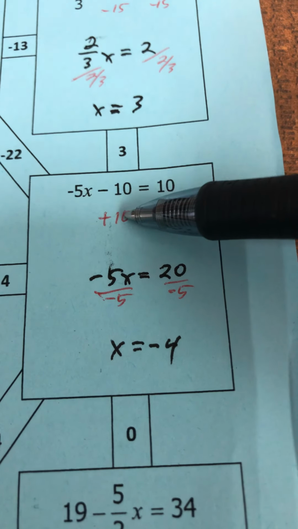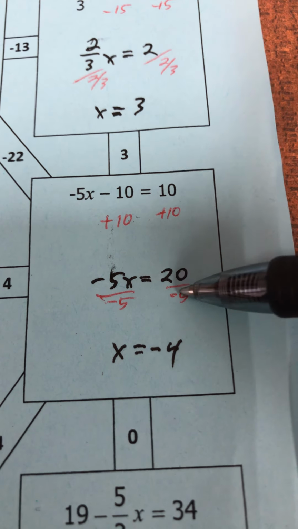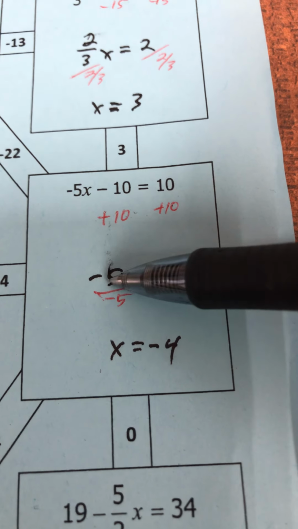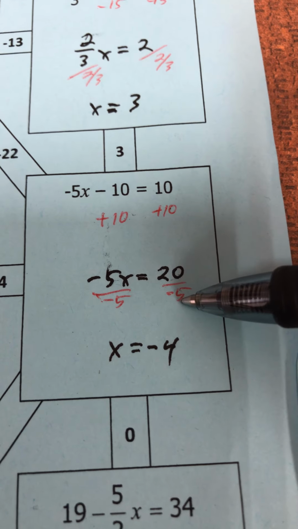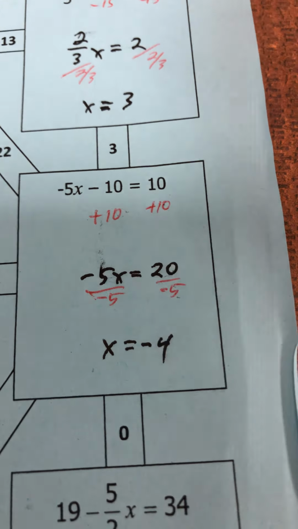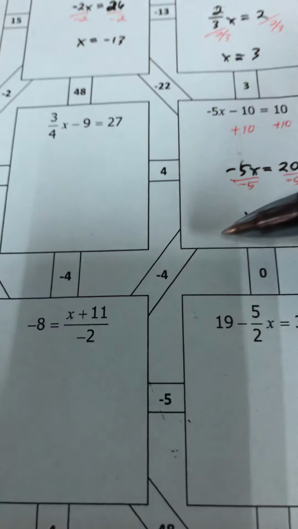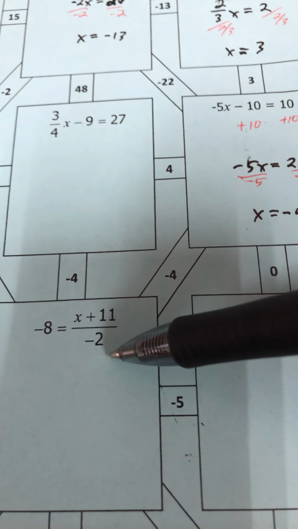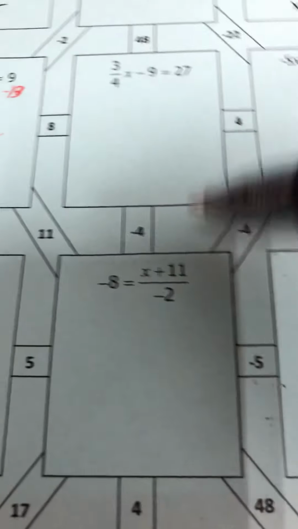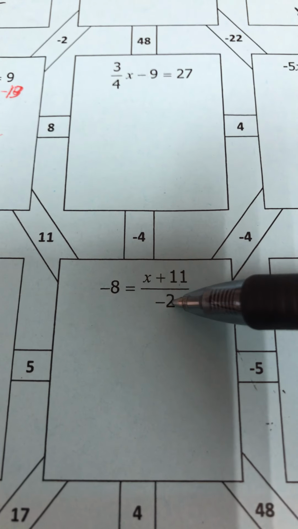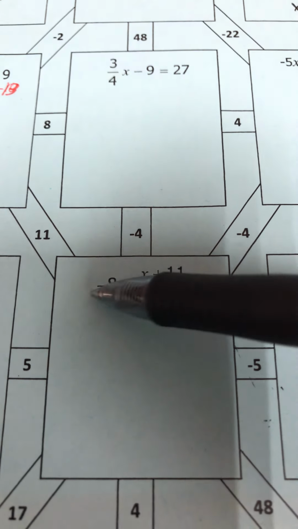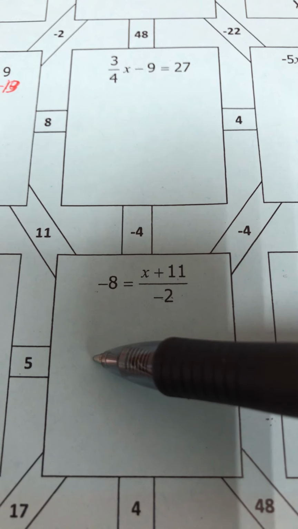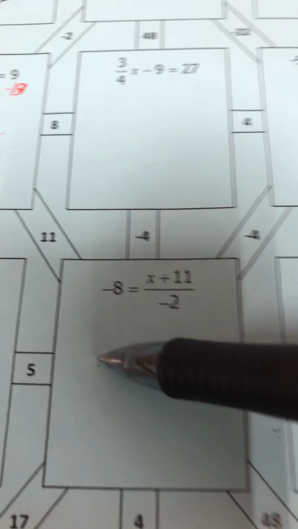So I'm going to add 10 to both sides, end up with this, and then I got to divide both sides by -5, and I get x equals -4. So that's going to take you over here, okay? And in this one, you're going to multiply by -2 both sides. So you're going to get a positive 16 over here. So it should be positive 16.